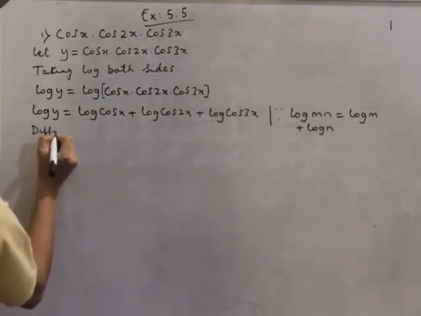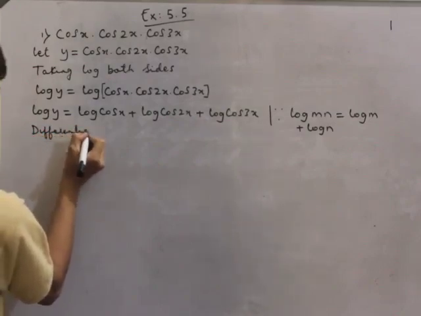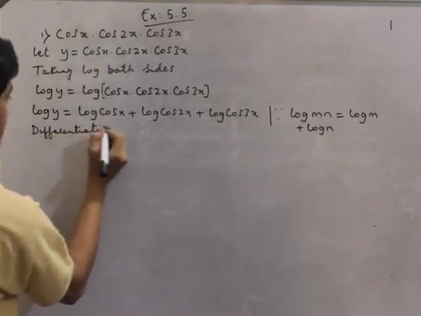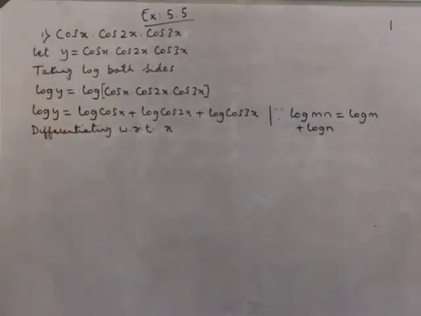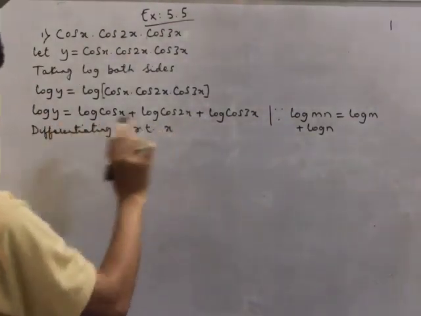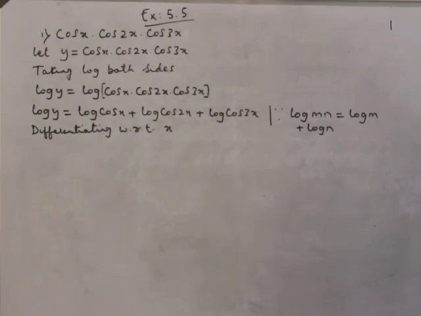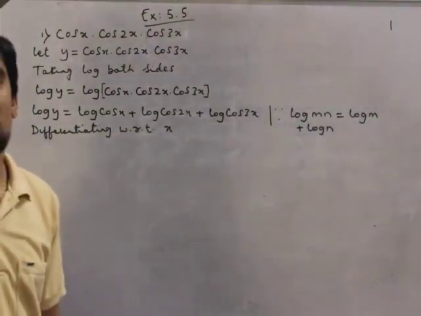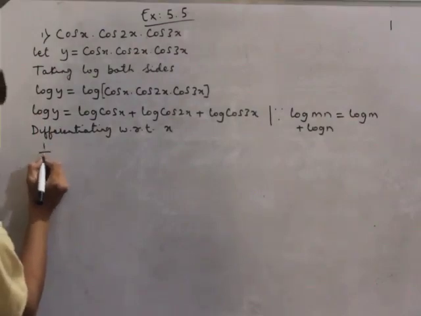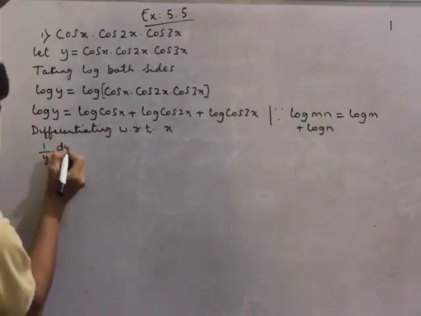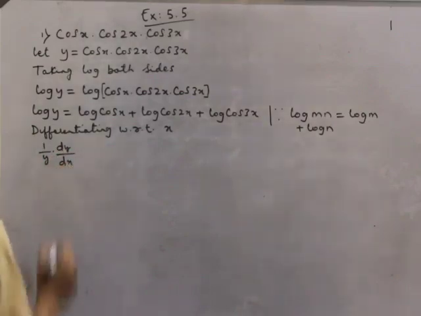Differentiating with respect to x. WRT is the abbreviation for with respect to. And these entire functions we have to differentiate with respect to x. Now log y, we know differentiation of log x is 1 by x. Here we have y. Differentiation of log y will be 1 by y into dy by dx.